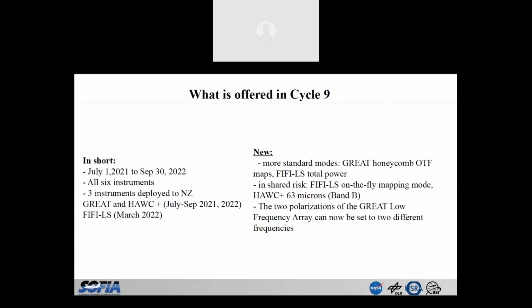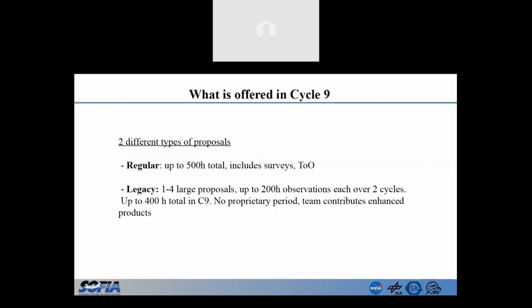So what is offered in this cycle, in short: you have a cycle of observation that is a bit over a year, that offers all 6 instruments. 3 instruments will have a summer deployment: GREAT and HAWC+ during the summers of 2021 and 2022, and FIFI-LS will have a shorter deployment in March 2022. We have a few new technical offerings, some standard modes, some shared risk modes as well, and an upgrade on GREAT that allows different polarizations to be tuned to a different frequency.